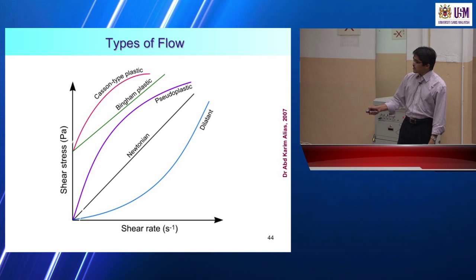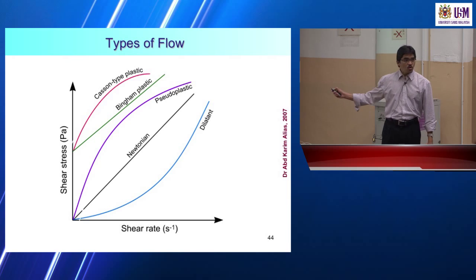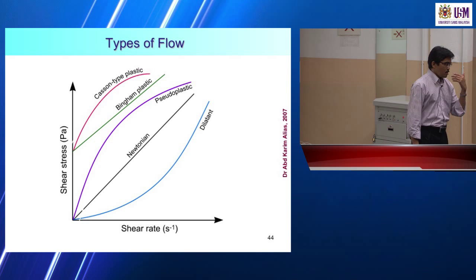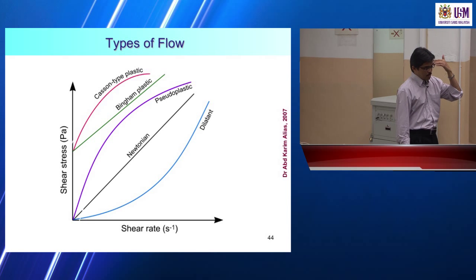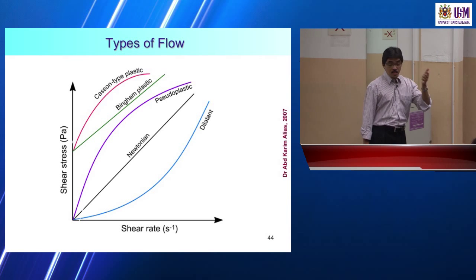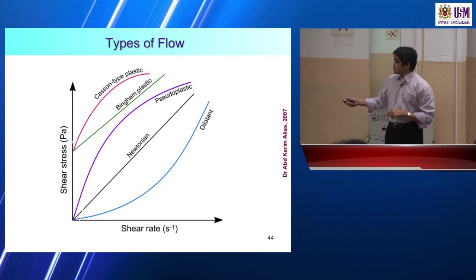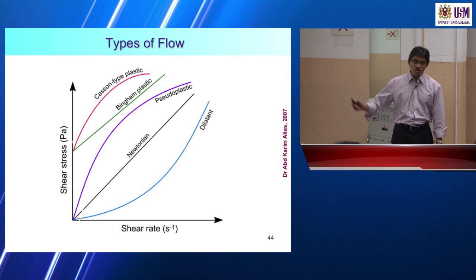On the other hand, dilatant is actually shear thickening, meaning that when you increase the shear rate, the viscosity would increase. So dilatant is the opposite of pseudoplastic. But in food processing, for our food samples, there are not many examples of food which display dilatant behavior, but more actually showing pseudoplastic, Newtonian, or Bingham plastic, or Casson type.